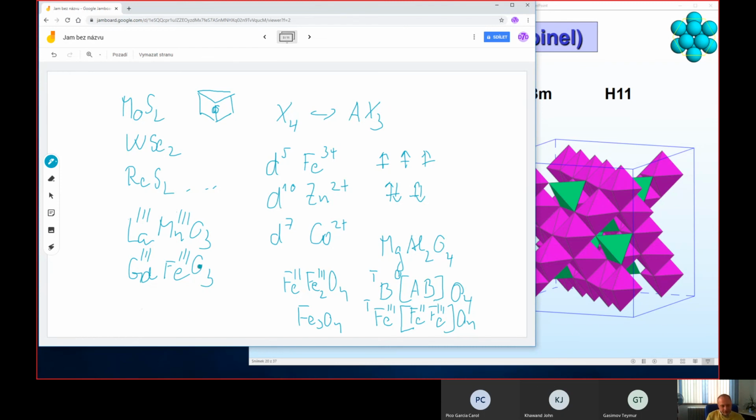While the normal spinel is, for instance, Mn3O4, where manganese 2+ is D5, so it prefers the tetrahedral position, and manganese 3+ prefers the octahedral position, even if it is tetragonally distorted. So this spinel is not cubic but tetragonal due to the Jahn-Teller effect of manganese 3+, which is a D4 configuration.